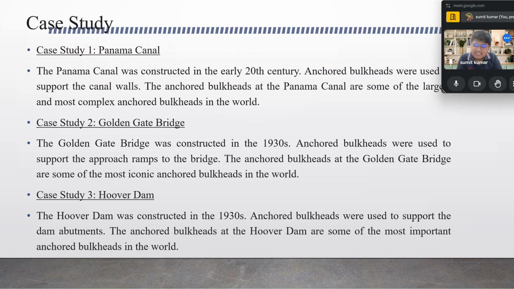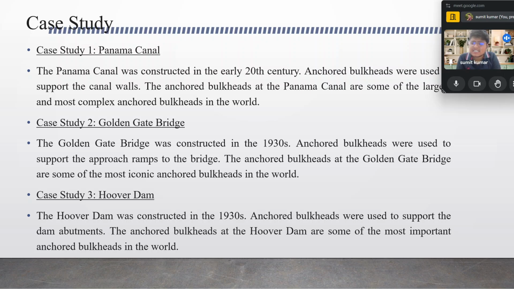So the first one is the Panama Canal, constructed in the early 20th century. Anchor bulkheads were used to support the canal walls. The anchor bulkheads at the Panama Canal are some of the largest and most complex anchor bulkheads in the world. Okay, so in the case study, we are presenting the sites where anchor bulkhead applications have taken place. The Panama Canal is one of the cases. The anchor bulkheads are used during the construction.